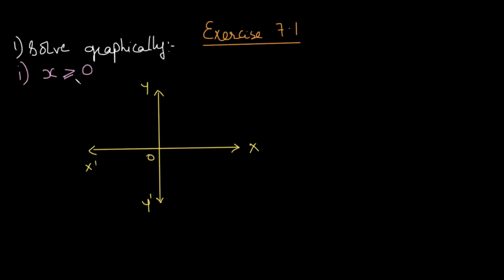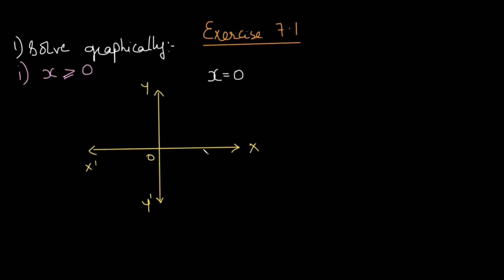The first question here: x is greater than or equal to 0. Now just consider the line x is equal to 0. This line is nothing but the y-axis. The y-axis comes in our solution set because of the symbol given here, x greater than or equal to 0. That means the line under consideration is also included in the solution set.